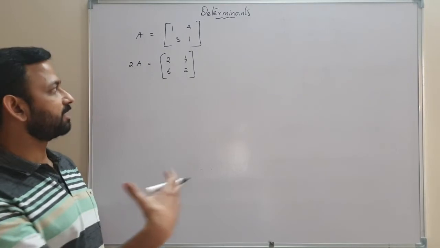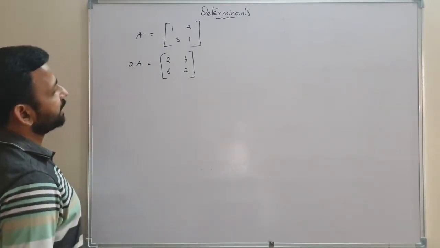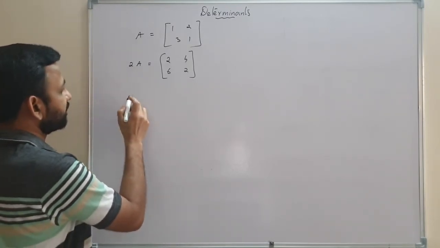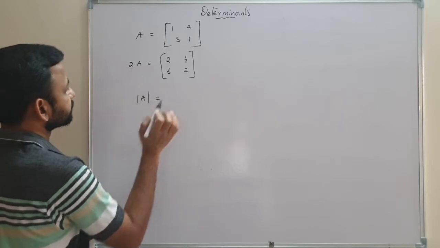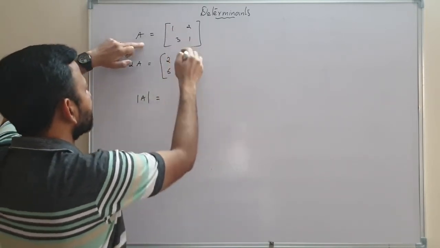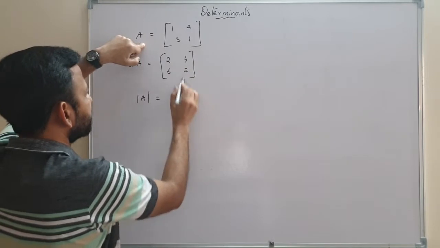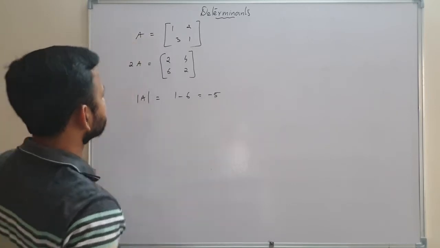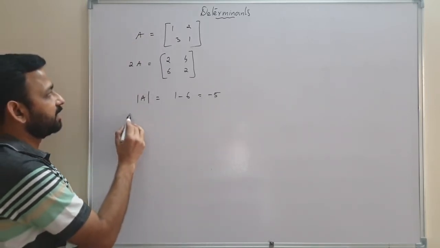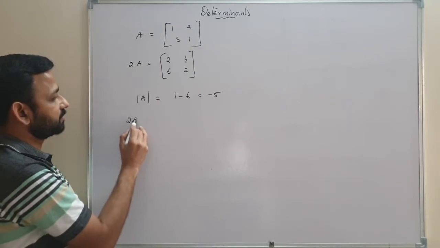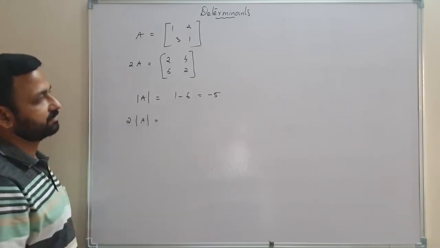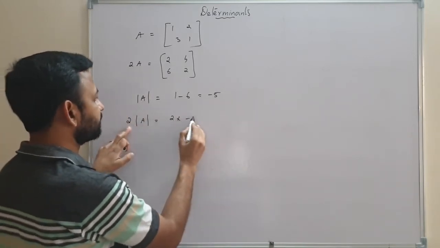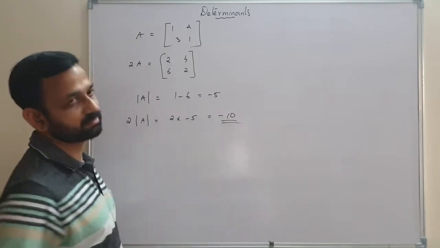We will multiply each and every element by 2. But if we multiply a determinant by a scalar quantity, suppose we want to find the determinant of this one. Determinant of A will be 1 into 1, that is 1, minus, diagonal wise, 3 into 2, that is 6, so minus 5 is the answer. And if you want to multiply the determinant by 2, 2 into determinant A, that is 2 into minus 5. Answer will be minus 10.